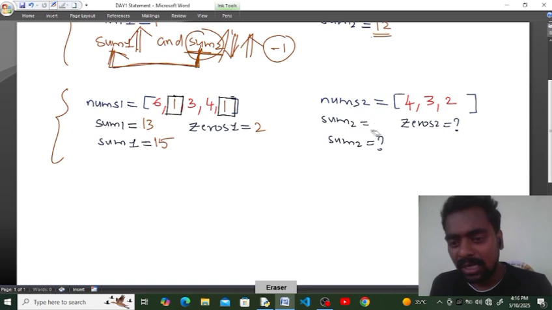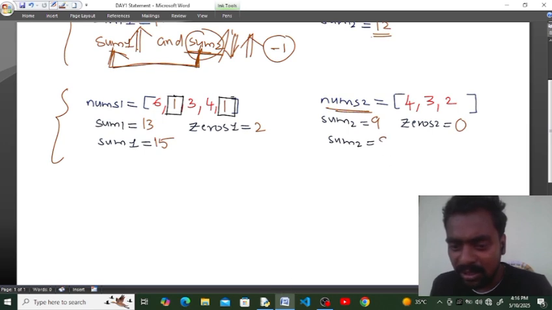And coming to the second array, 4 plus 3 plus 2. What is my sum 2 value? That will be equal to 7 plus 2, 9. And here, how many zeros are there? There are no zeros in nums 2. And what is my total final sum 2 also? 9 plus 0, it is again 9.